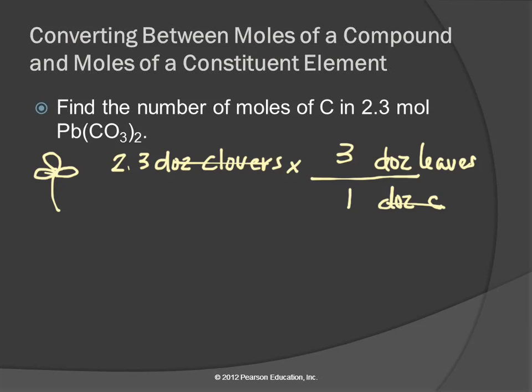So 2.3 dozen clovers would be, what, 6.9 dozen leaves. Did I do that right? 2.3 times 3? 6.9 dozen leaves. So don't let the dozen mess you up. And in this actual problem, don't let the moles mess you up.